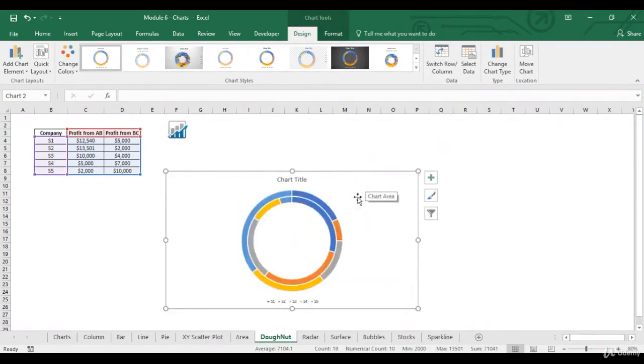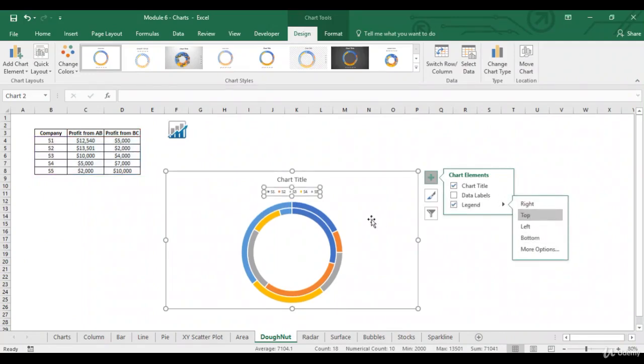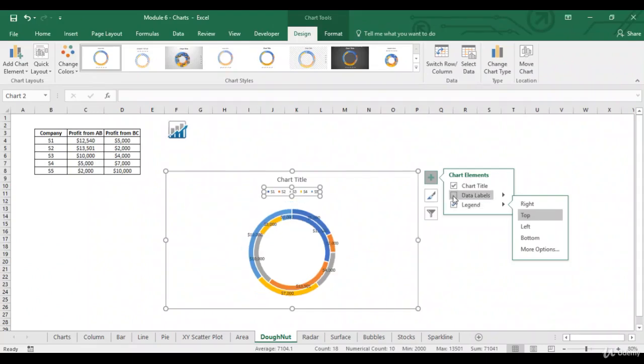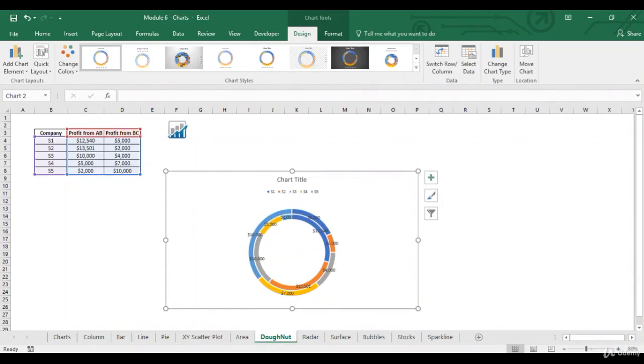So how to read this chart? First of all, let me put the legend on the top. Legend on top, and I'll add data labels also. Okay. So let me just zoom in a bit.